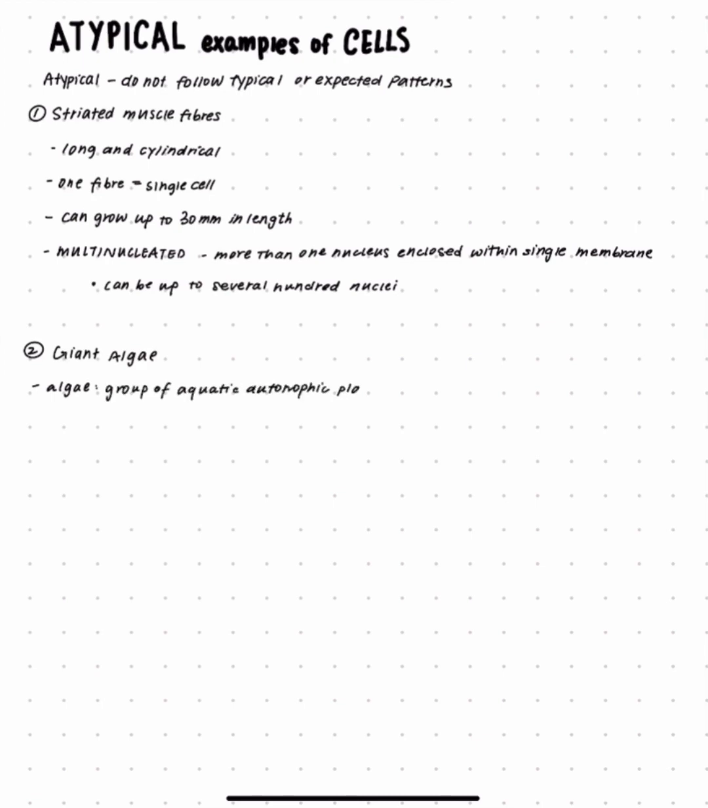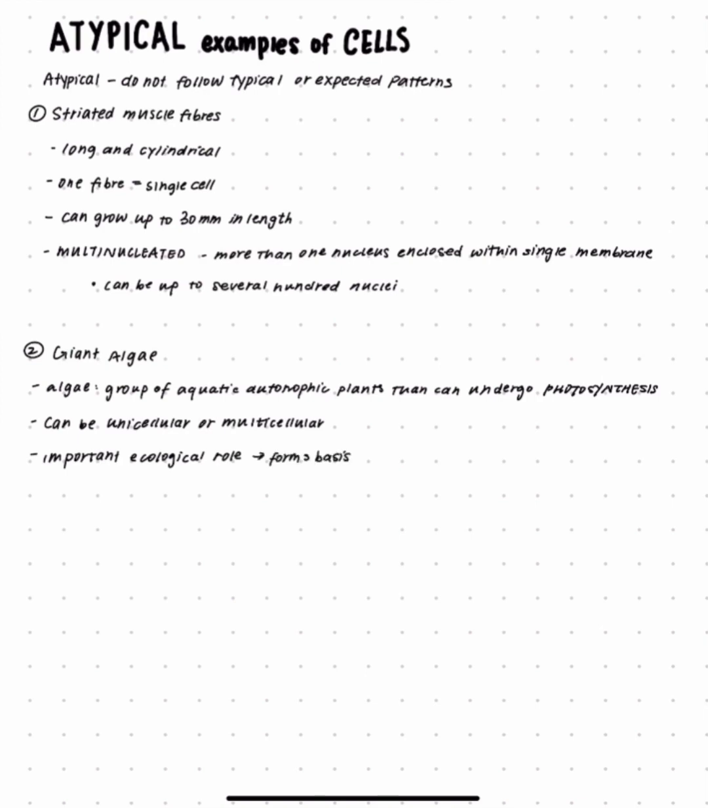The second example we'll be talking about is giant algae. Algae is a group of autotrophic aquatic plants that can undergo photosynthesis. Algae can be either unicellular or multicellular. It serves a very important ecological role as it forms the basis of the food chain in aquatic environments.